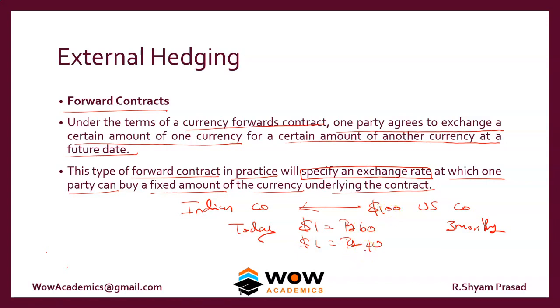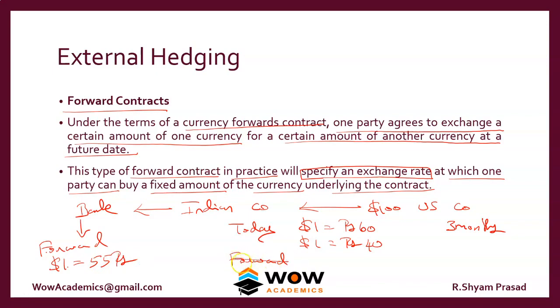So what you do is you enter into a forward. You go to a bank and say that you want to enter into a forward contract. The bank says, in 3 months' time, if you give us $100, for each dollar, irrespective of what is the price in the current market, we will pay you at least 55 rupees. We will pay you 55 Indian rupees.